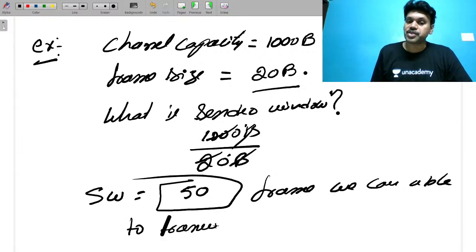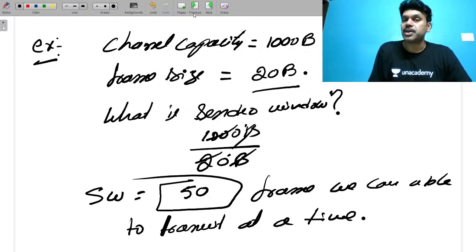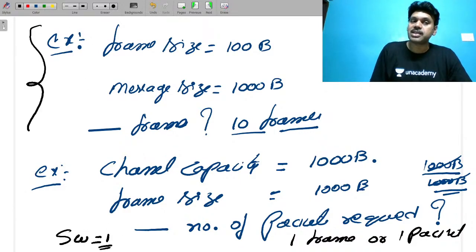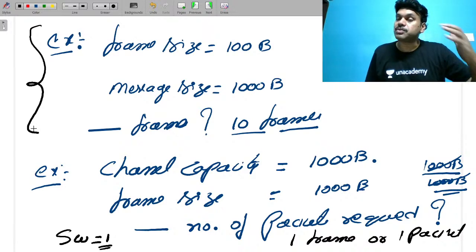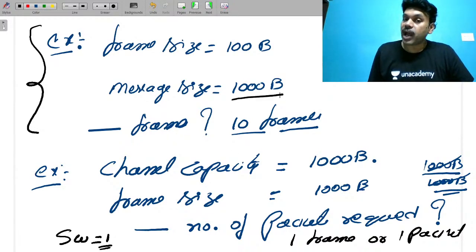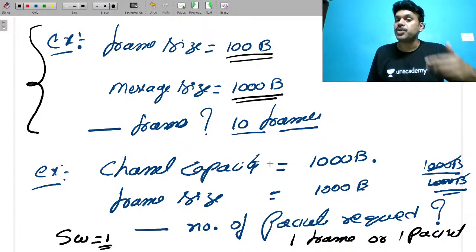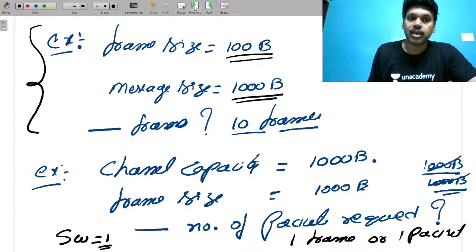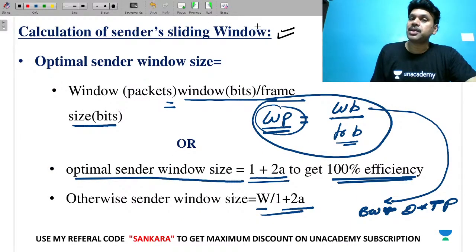That is the meaning of sender window size. In the previous example, your sender window size was only 1. But here I am calculating how many parts of the data you are going to transmit. I have this much data, but my capability is this much at a stretch. Therefore, you need to divide and transmit them: first frame, second frame, third frame, frame by frame. This is how you calculate your sender window size.